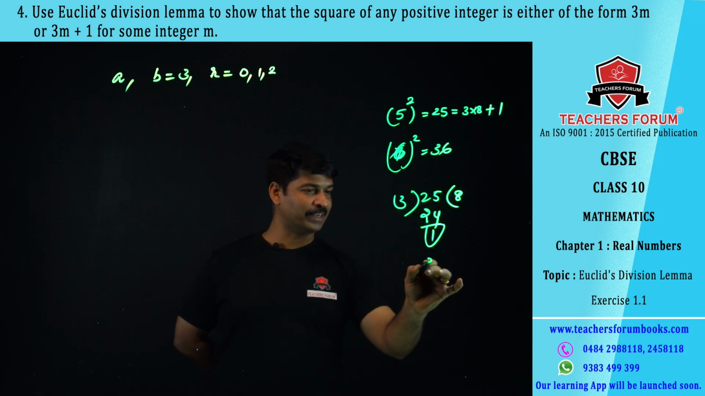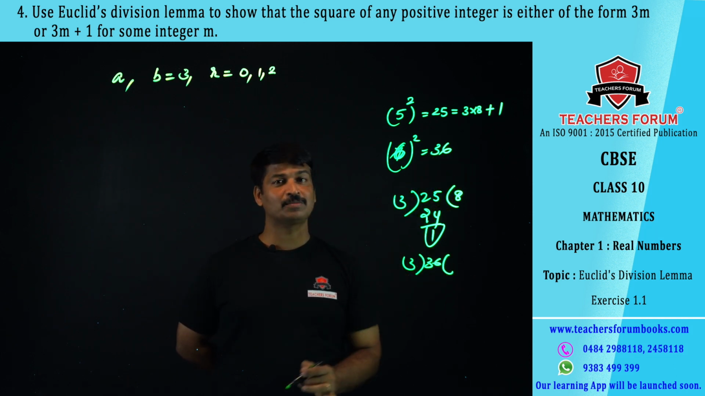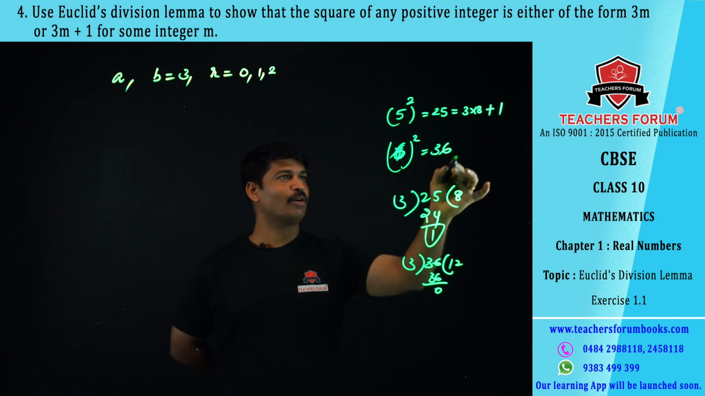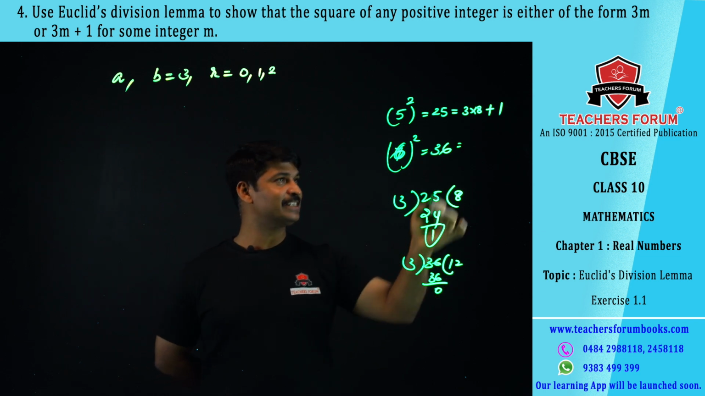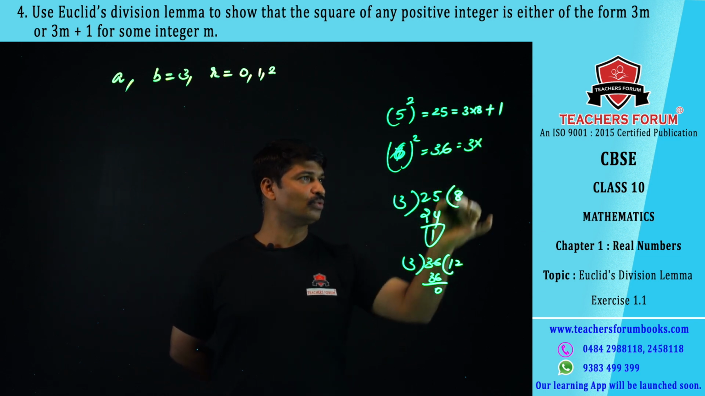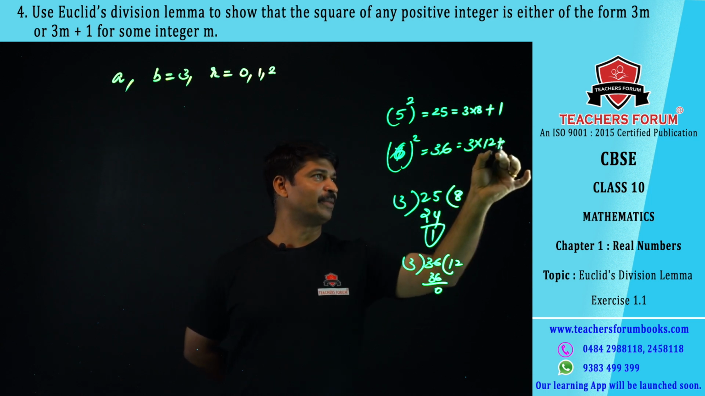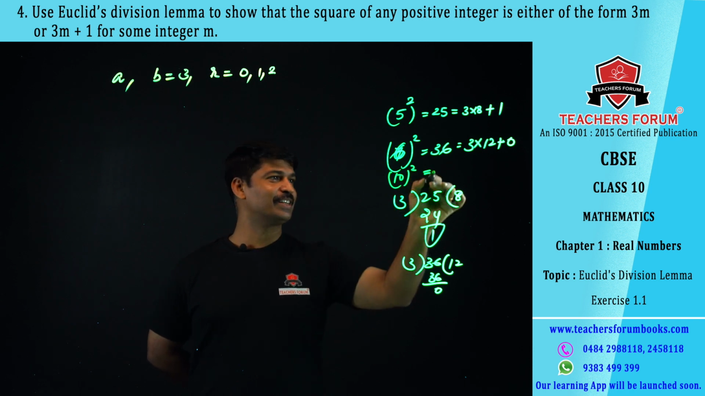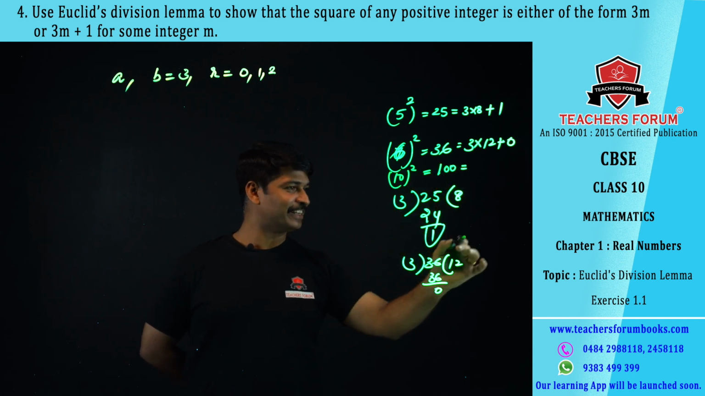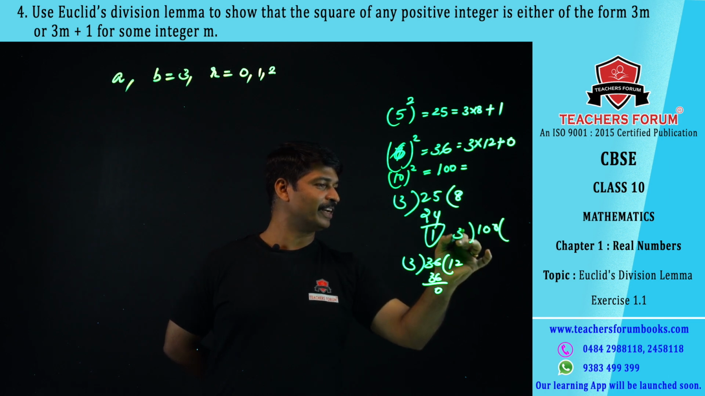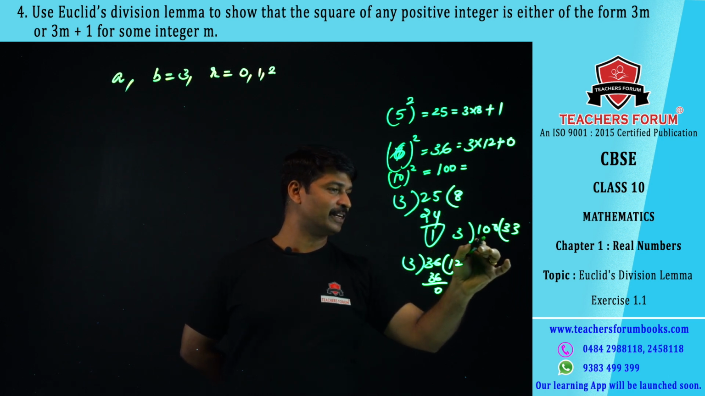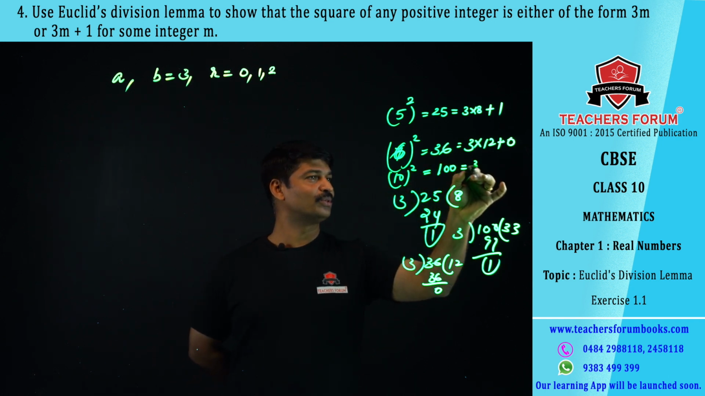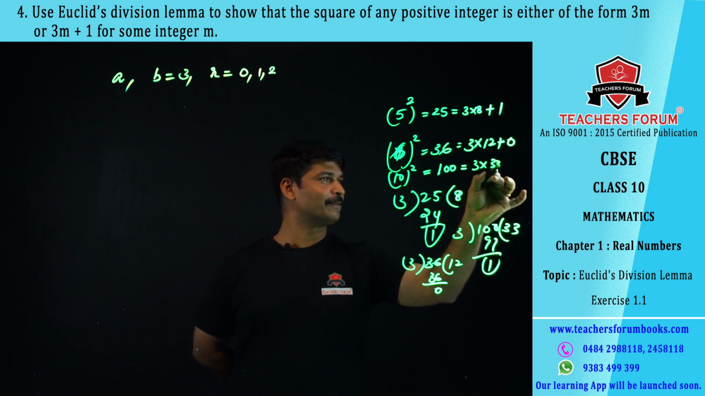Now, let us divide 36 by 3. When you divide 36 by 3, you will be getting 12 3s are 36. What is the remainder? 0. So, how can you write 36? 36 can be written as divisor into quotient plus the remainder, 0. You take any other number, let us take 10. What is 10 square? 10 square is 100. Let us divide 100 by 3. You will be getting 3 3s are 9, 10, 3 3s are 99. You will be getting remainder as 1. So, how can you write 100? 100 is equal to 3 into 33 plus 1.